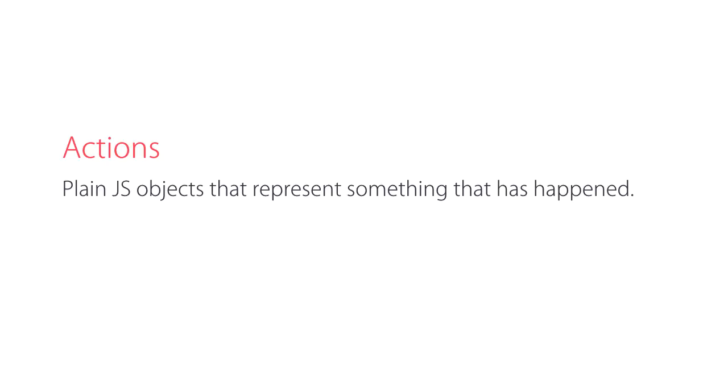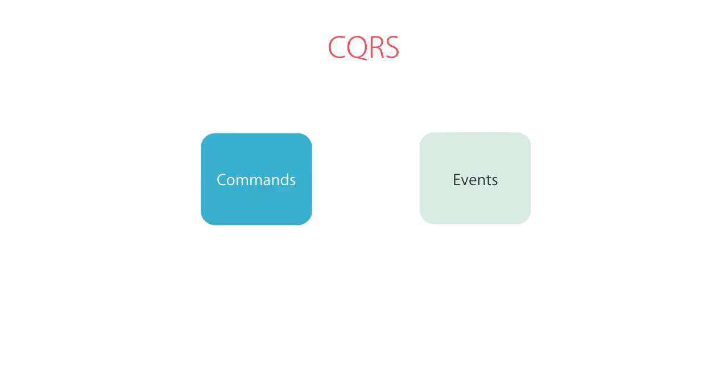The second piece is the actions. Actions are plain JavaScript objects that represent something that has happened in the application. So semantically, they're more like events. If you have some background in CQRS architectural style, you should know the difference between commands and events. Commands or actions represent something that should happen, like posting a message, whereas events indicate that something has happened, like a message was posted. Actions in Redux are semantically events.